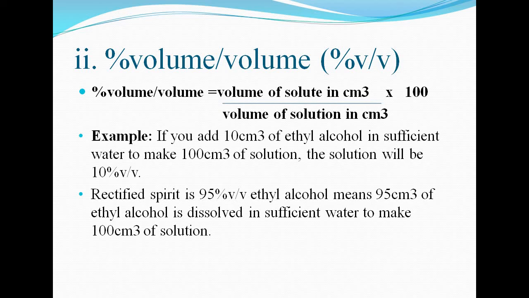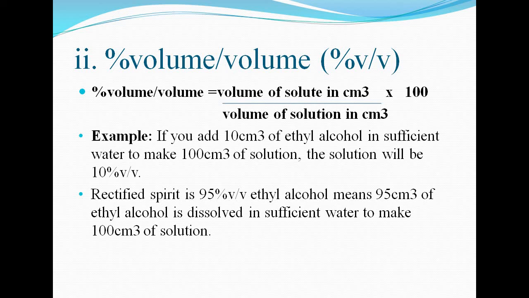And we have read about the rectified spirit in previous lectures, which is obtained by the process of fermentation, which is 95% V by V ethyl alcohol. Now what is meant by 95% V by V ethyl alcohol? Now you can easily expand this statement.